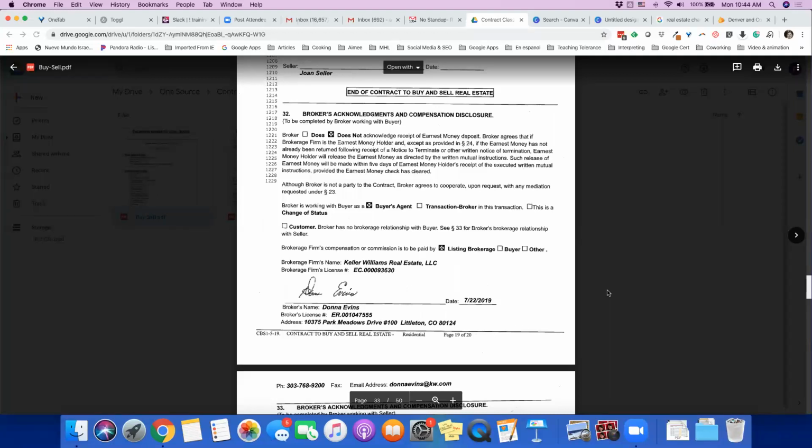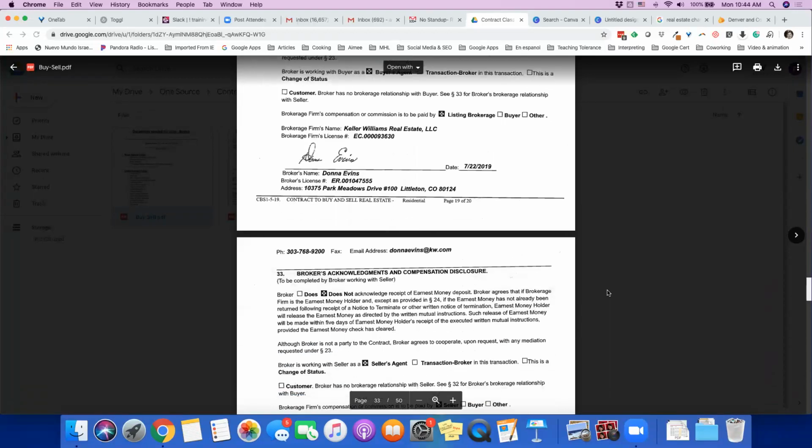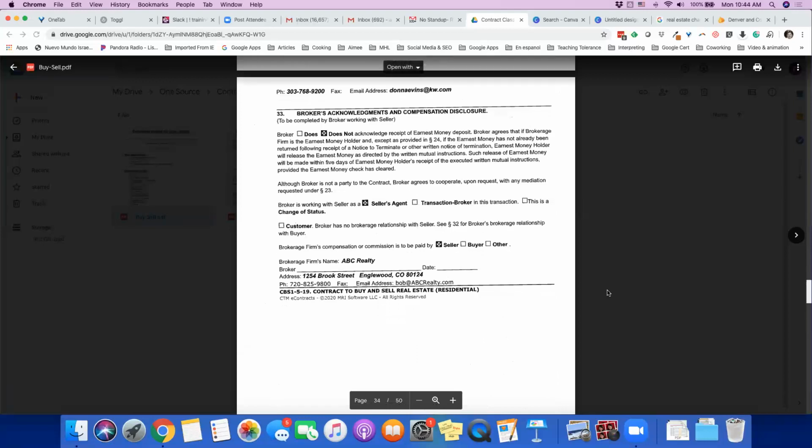No, the listing agent doesn't have the earnest money. Sellers, they're acting as a seller's agent. Compensation comes from the seller. Fill it all out. They are very lazy on the other side. Make sure the only thing they have to do is put their signature to this contract, and I would say a third of them can't even sign their name. So it's very frustrating for all of us.